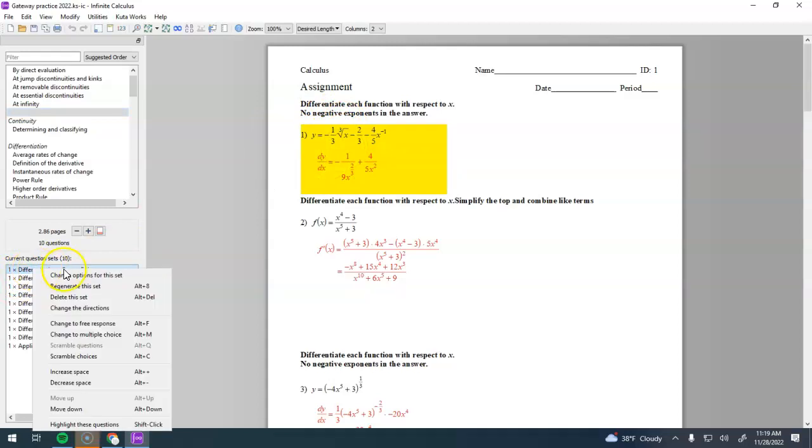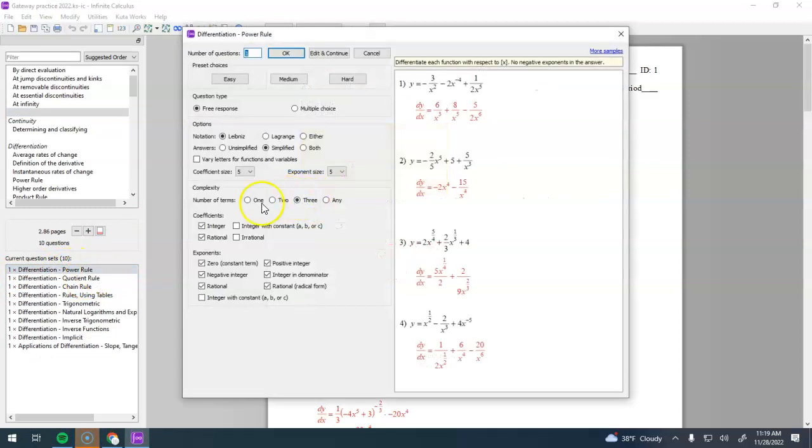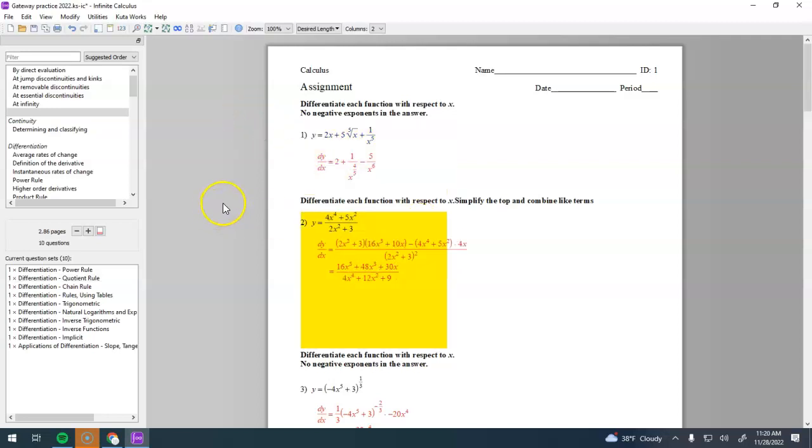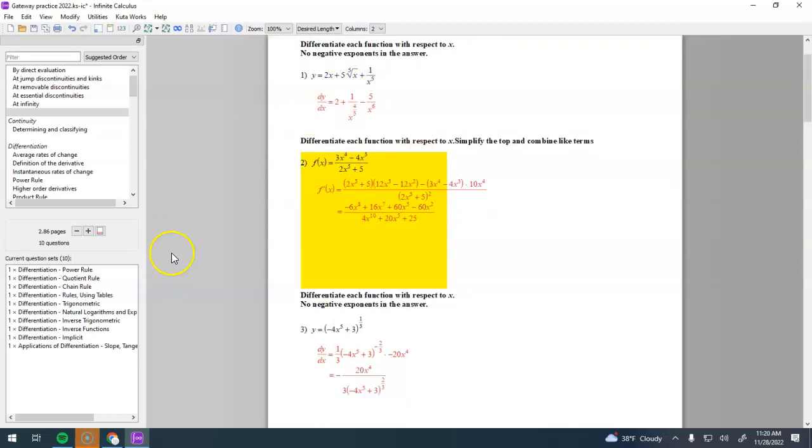So these directions, this is power rule. If I go to the options, here's all the things I can choose from. And then if I just hit spacebar, it gives me another problem. And I just keep doing that until I get what I like. This is quotient rule, so I just keep doing it until I get what I like. It's pretty nice. And then yeah, it makes the answer key too.